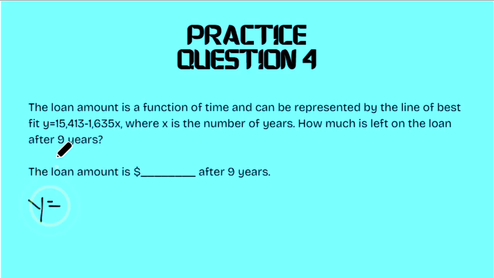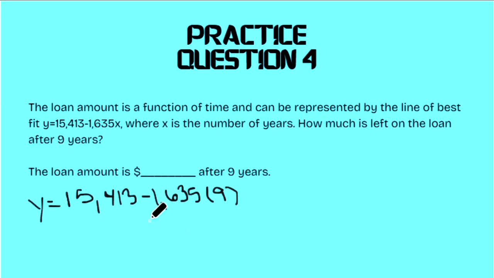So now this one's written a little bit different. This is written as y equals b minus mx. So keep that in mind. It doesn't matter, it'll be fine, but we have 15,413 minus 1,635 times x, and x in this case is 9.